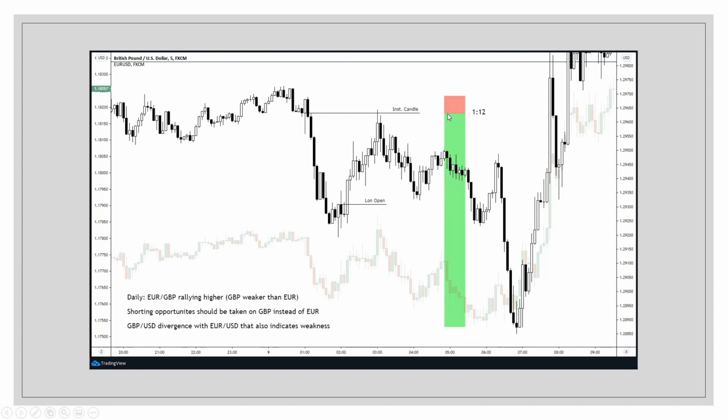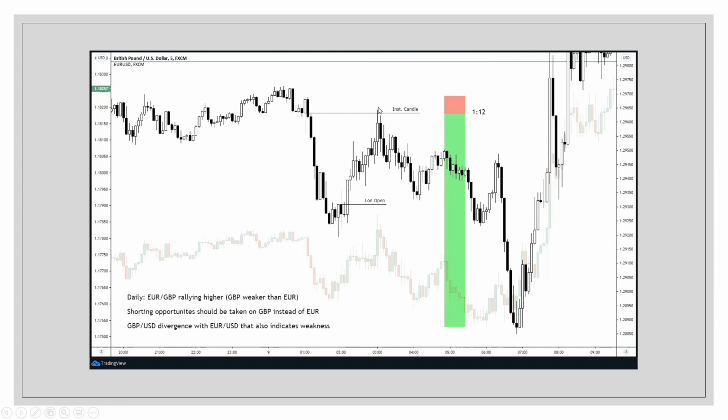So if you had hypothetically taken an entry at the institutional candle with a stop loss above this high right here, the very low of these bodies right here, there was a 1 to 12 offered. Now be careful, because I'm not saying that this was a 1 to 12 trade. It's just for illustration purposes, there was 12 times of profit to potential risk.